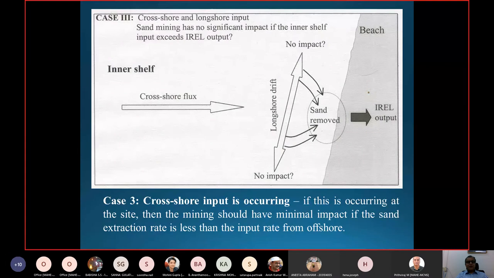The third case is ideal. If you have a sediment coming from the inner shelf area, and then you have a long shore drift, we call long shore current, that also brings substantial amount of sediments onto the beach. If you have this situation, it is very ideal to take any amount of sediment from the beach. I think you will not get this kind of ideal situation in the given coast.